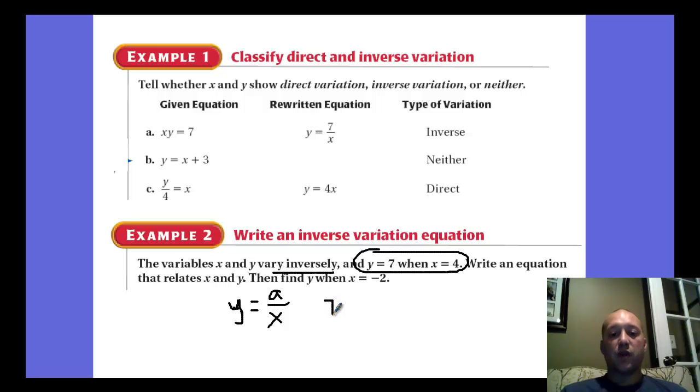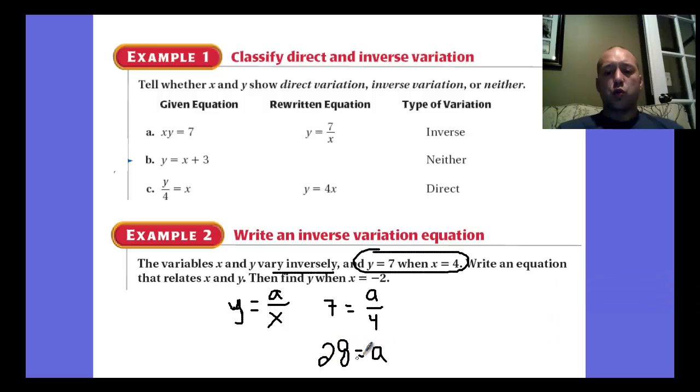So I substitute those values in. 7 equals y, a unknown, over 4. I can multiply both sides by 4, so we get 28 equals a. 28 is actually the constant of variation, so then I can write the general form for all x and y: y equals 28 over x.